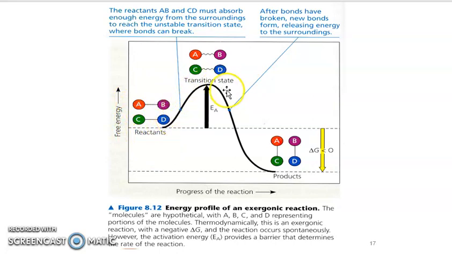This is the transition state. Kalau awak tengok based on the explanation here, the reactants A, B and C, D must absorb enough energy from the surrounding to reach the unstable transition state, where bonds can break. So at the transition state here, apa yang berlaku kepada reactant or substrate, it must absorb enough energy. Barulah dia akan reach the unstable transition state where the bonds can break. And then here is the product. After bonds have broken, new bonds form, so it will release energy to the surrounding.